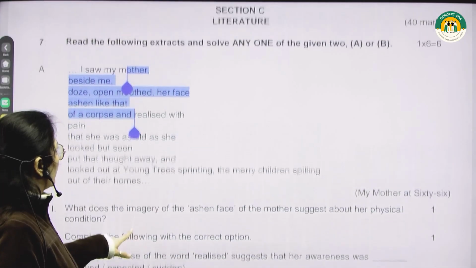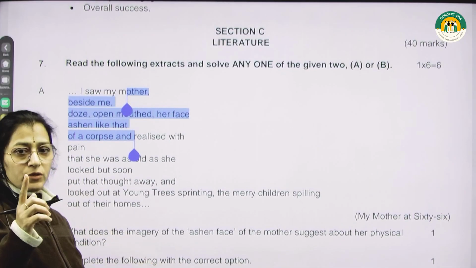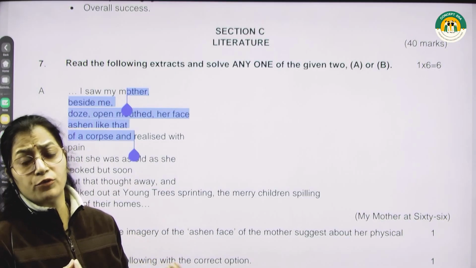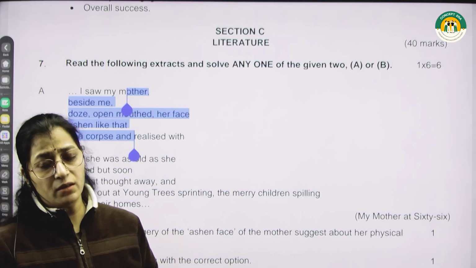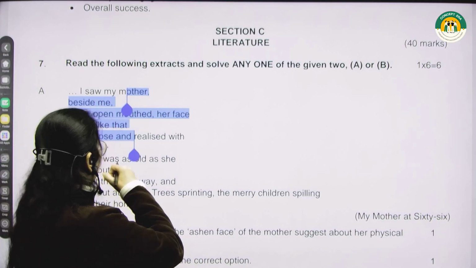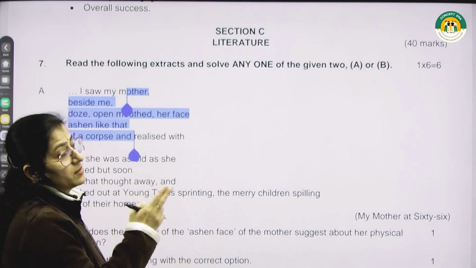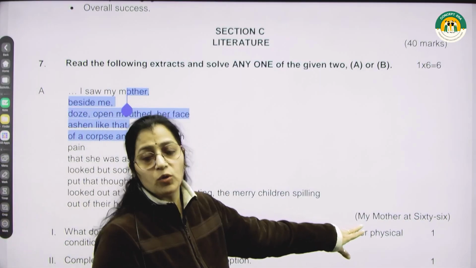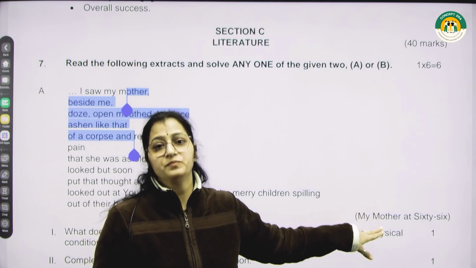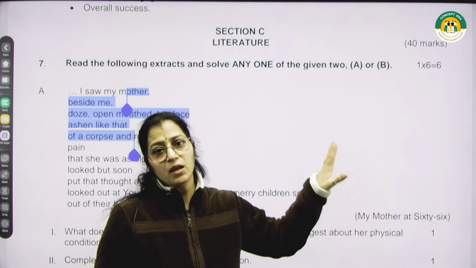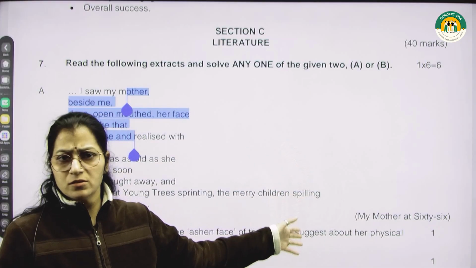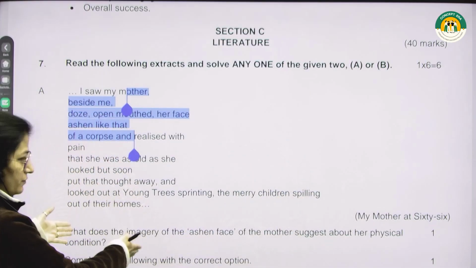And if I read one line, I don't think you are going to be puzzled about which poetry the part is taken from, because CBSE is already giving you the name of the chapter or the poetry. If you read it, you will definitely understand which chapter or which poetry this part of the extract is taken from.